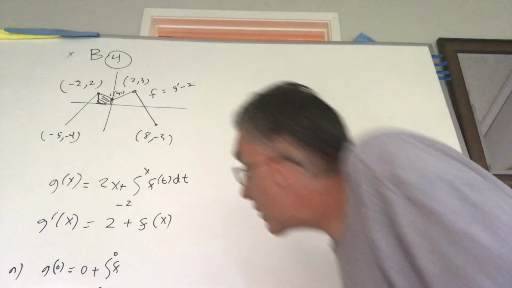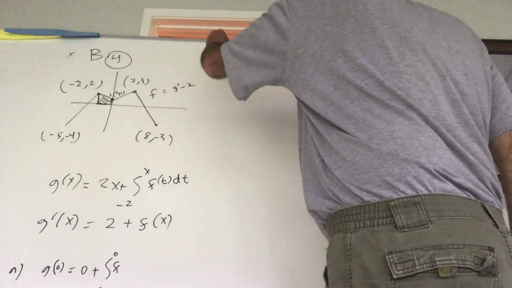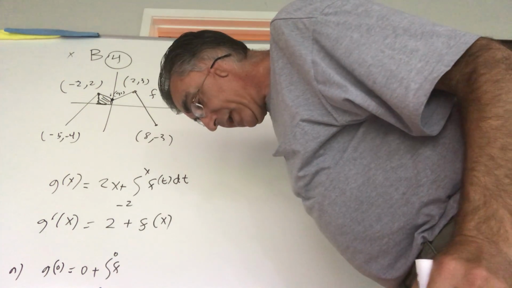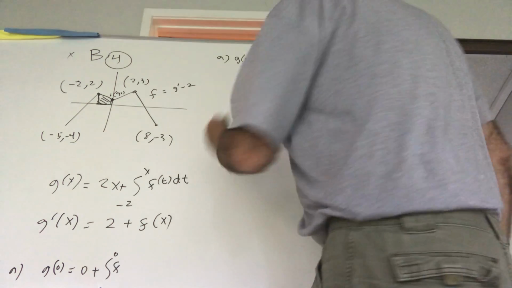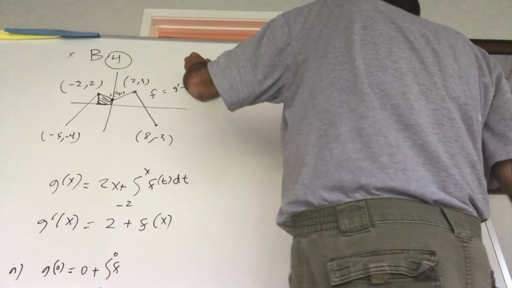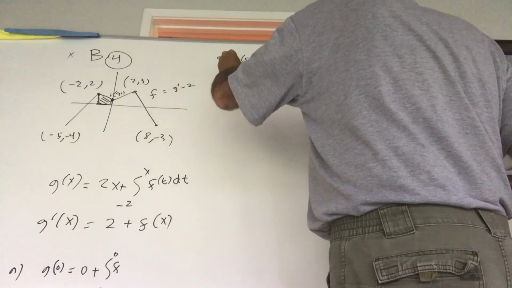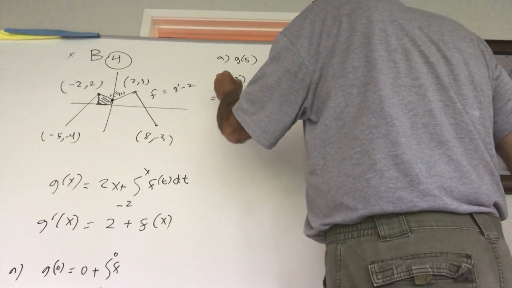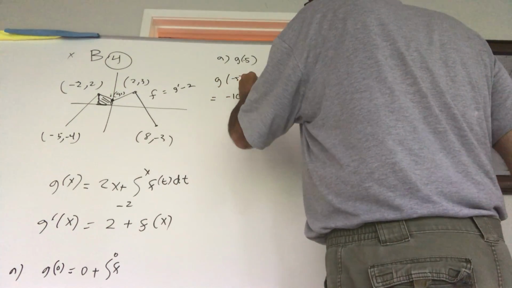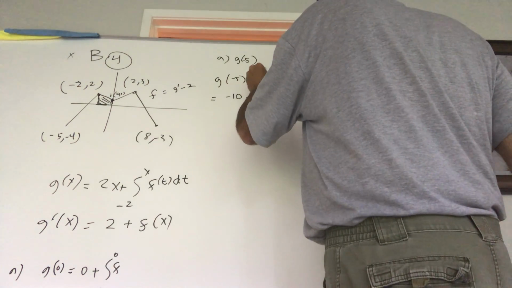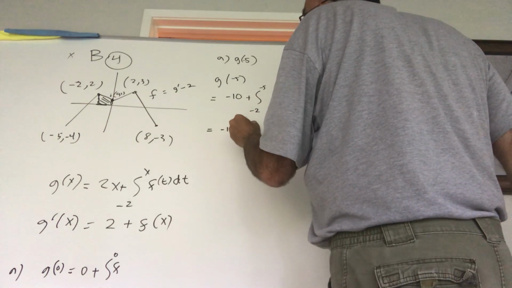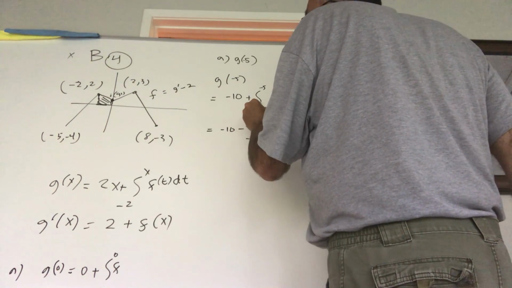So let's look at the B question. We're still on A. What happens if I put negative 5 in? Now, okay, now be careful here. That's going to be g of negative 5 is going to equal negative 10, right? Negative 5 times 2. And then I want to do it. Now be careful here. That's the integral from negative 2 to negative 5. That's backwards. So let's make it minus the integral from negative 5 to negative 2.